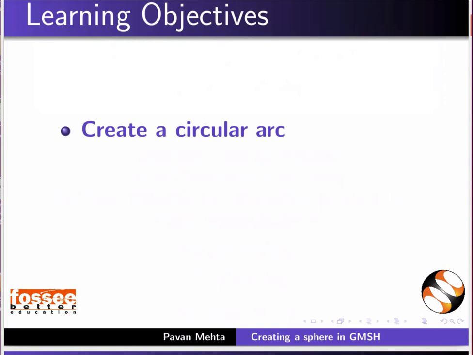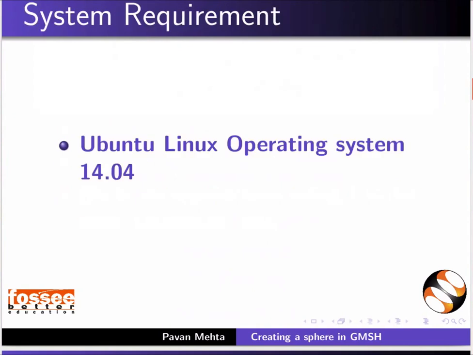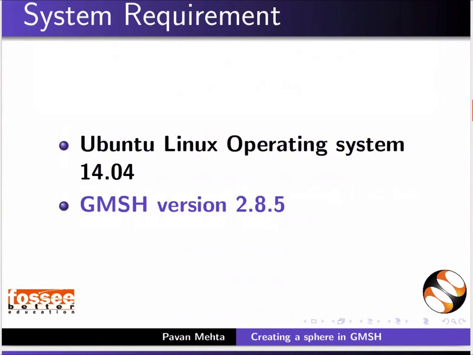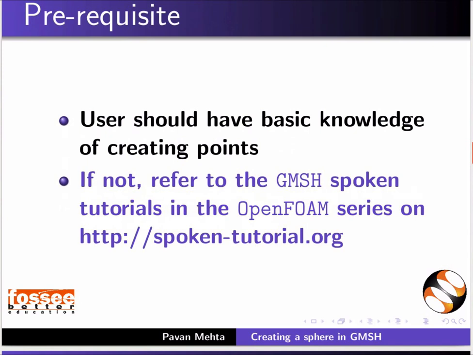In this tutorial, we will learn to create a circular arc, create rule surfaces, and basic manipulation using the file with the extension .geo. To record this tutorial, I am using Ubuntu Linux operating system 14.04, Gmesh version 2.8.5. As a prerequisite, users should have basic knowledge of creating points. If not, refer to the Gmesh spoken tutorials in the OpenFOAM series on this website.